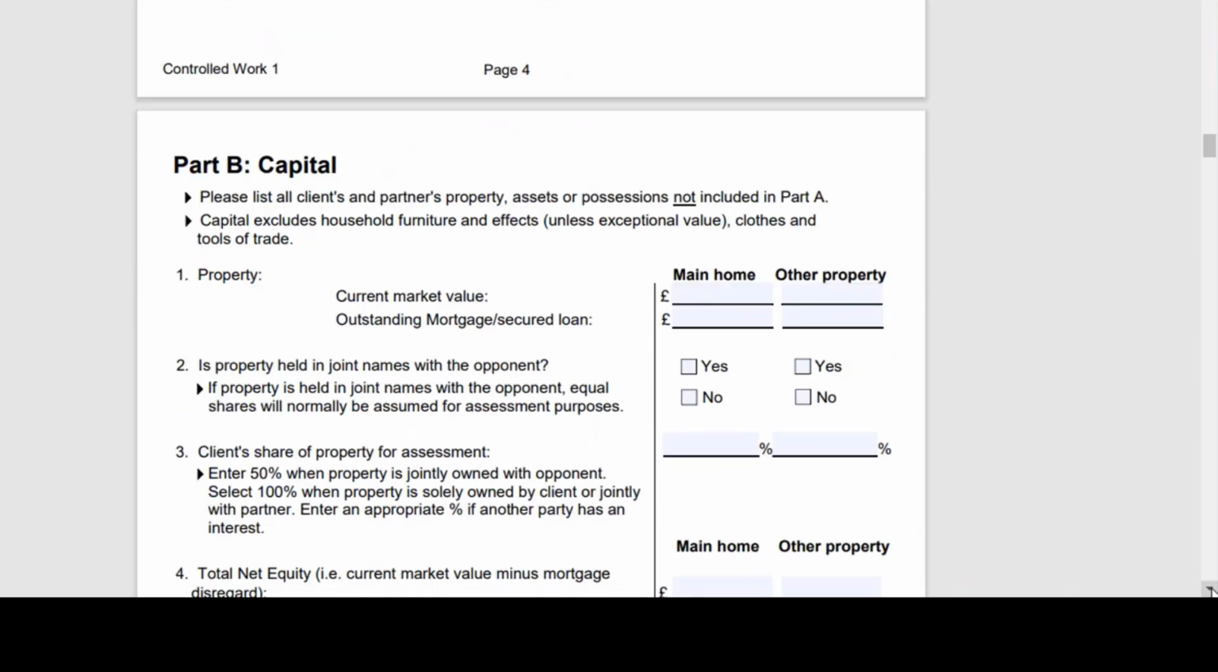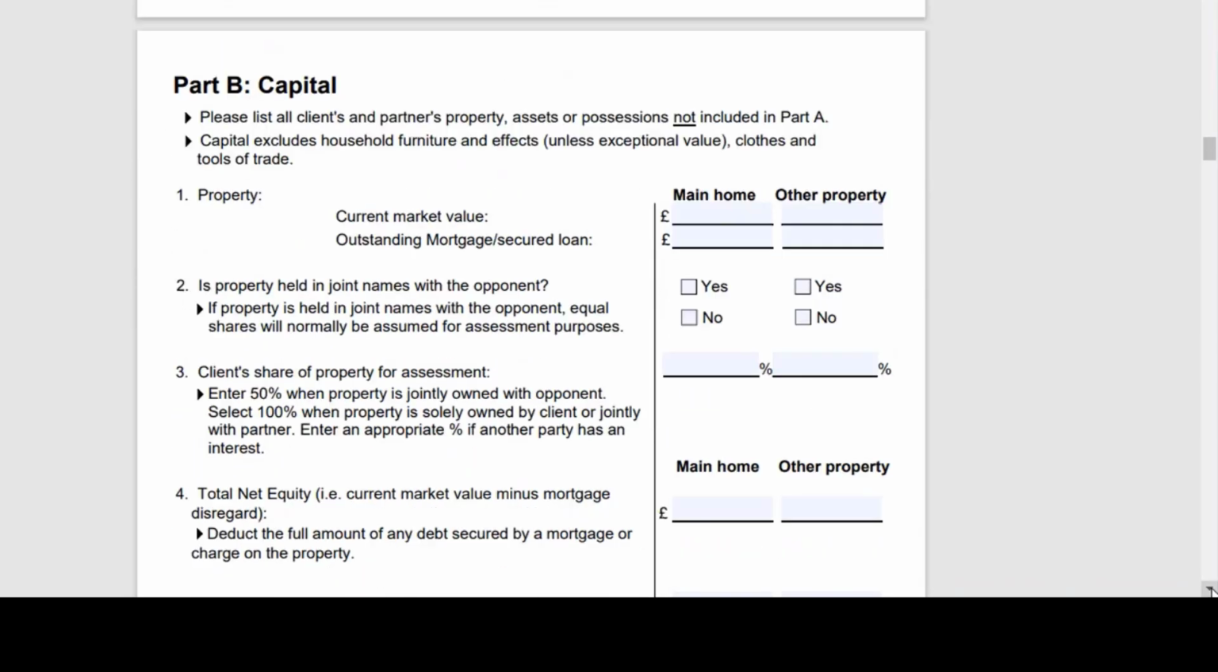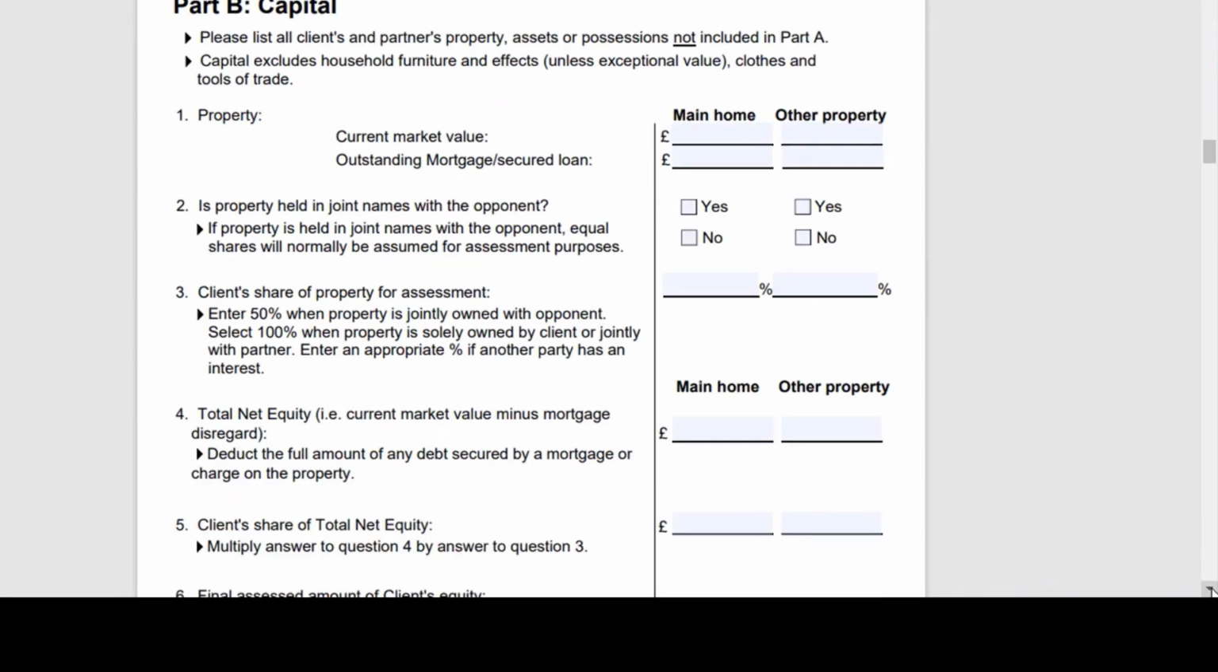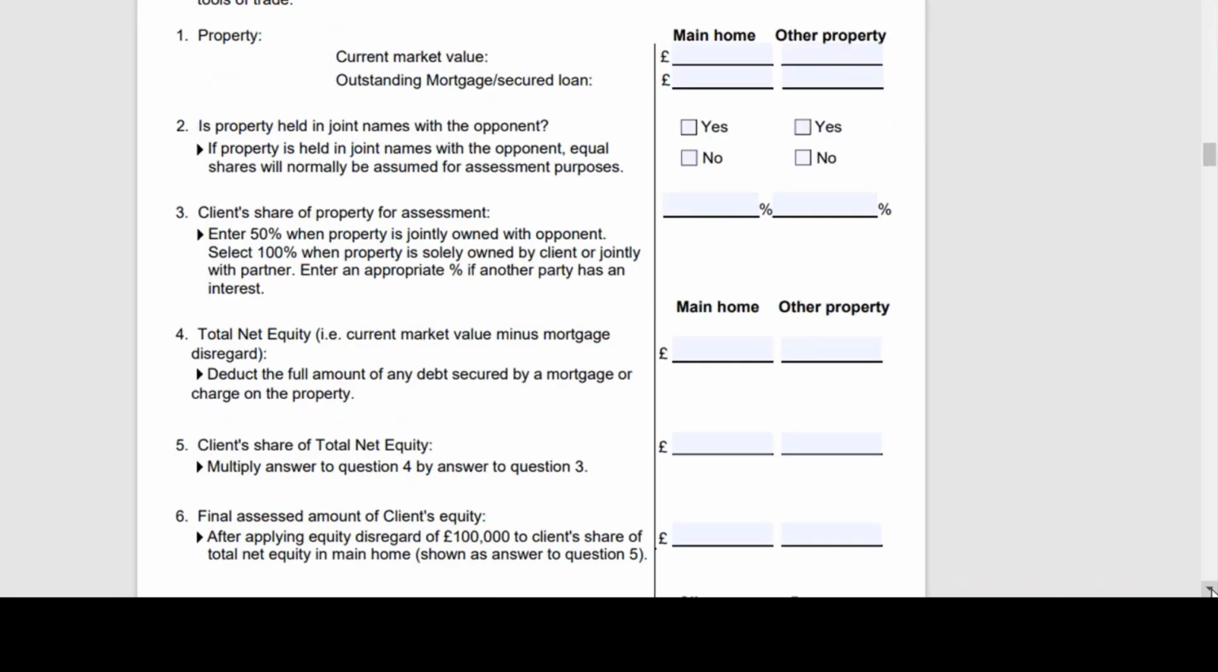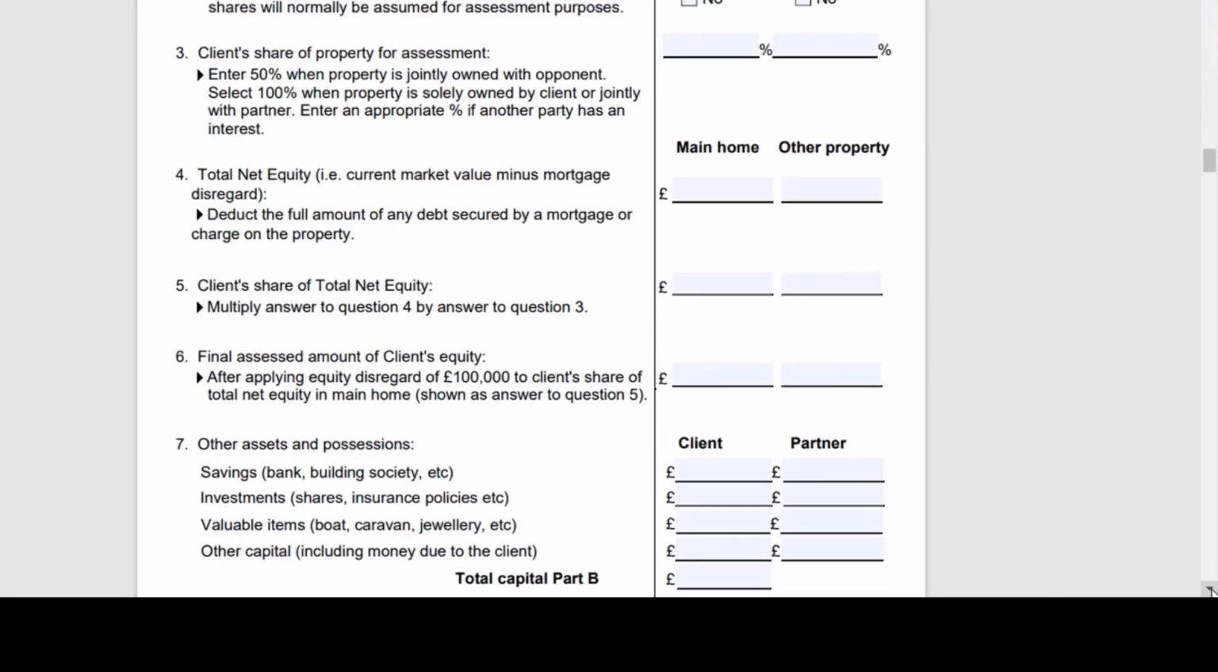Moving on to Part B capital, it's very similar to what we've just worked through in terms of Part A. So if the property has been claimed by the opponent, then it would be detailed under Part A capital, so subject matter of dispute. If it hasn't, then it would fall under Part B capital and you'd be working out the same process under Part B. So you would be looking at the current market value, outstanding mortgages or secured loans on main homes and other properties, confirming what the client's share of the property is for assessment, working out the figure for the total net equity and applying the relevant disregards to that to get a client's share of the total net equity.